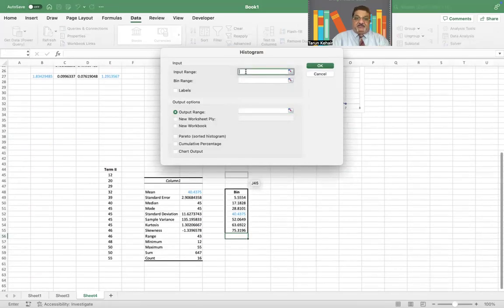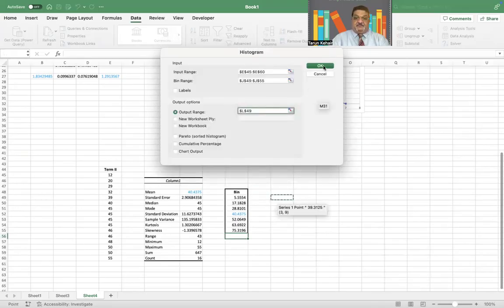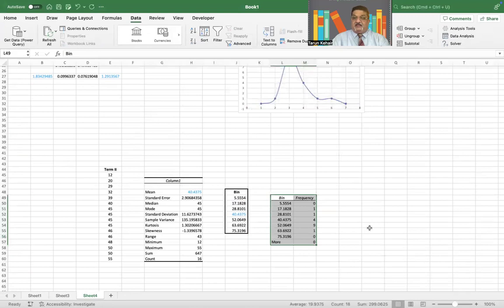So the input range is basically your term 2 marks. The bin range is what you get here. And the output range will be somewhere here. And I press OK, and now I get my histogram.